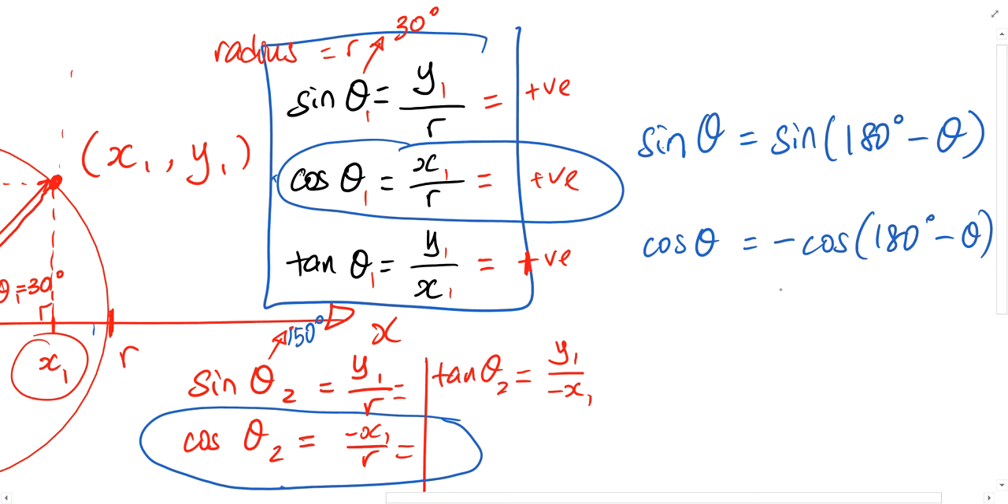Because here we have x1 over r, x1 over r, whereas over here I have negative x1 over r. So based on this derivation, it looks like it should be cosine theta equals negative cosine of 180 degrees minus theta. So in your pairs again, can you use your calculators to verify?